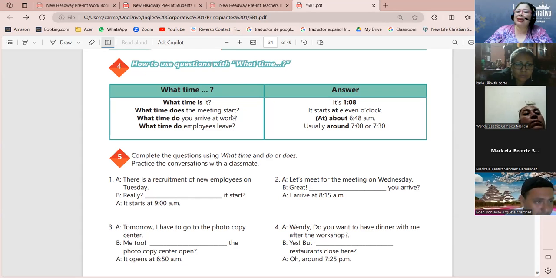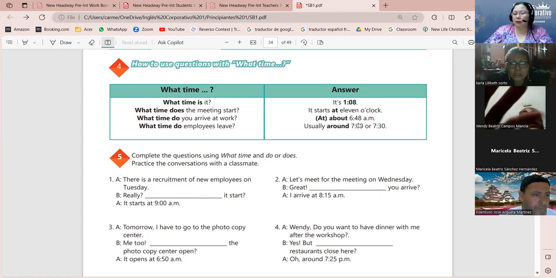What time does the meeting start? It starts at 11 o'clock. Exactly. It starts at 11 o'clock. Correct. What time do you arrive at work? At about 6:48 p.m. Okay. Aquí podríamos decir at cuando es hora exacta. About cuando no es hora exacta.